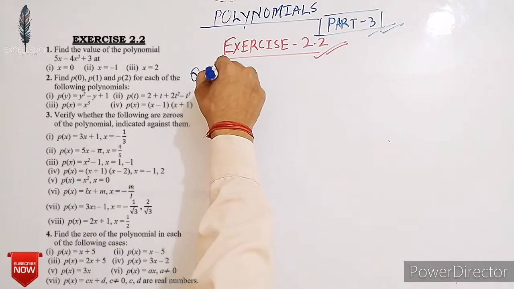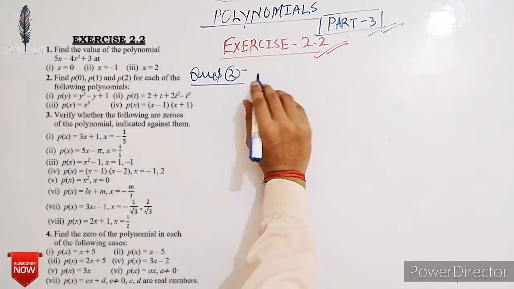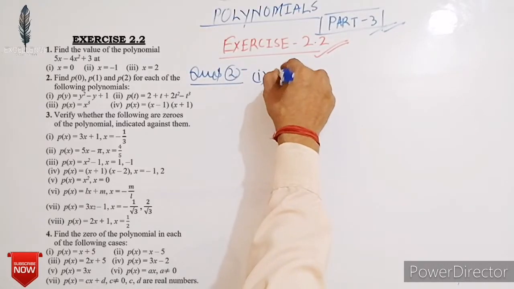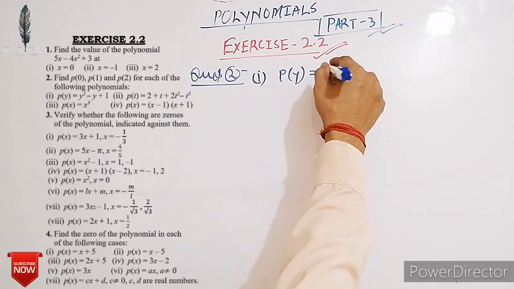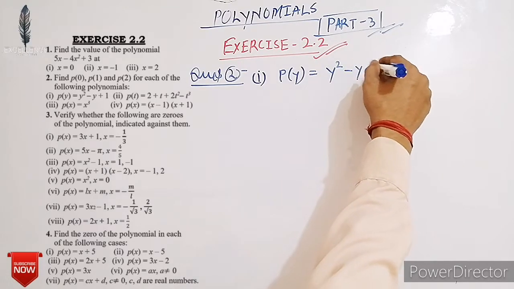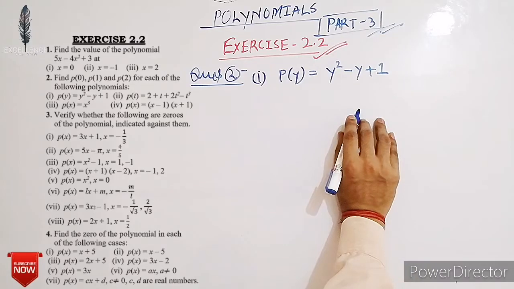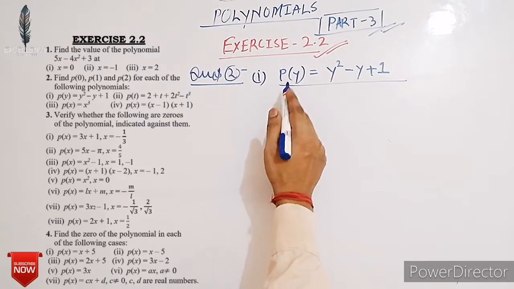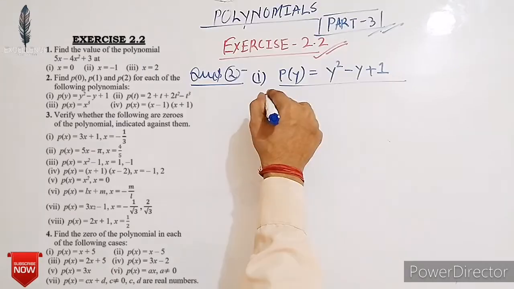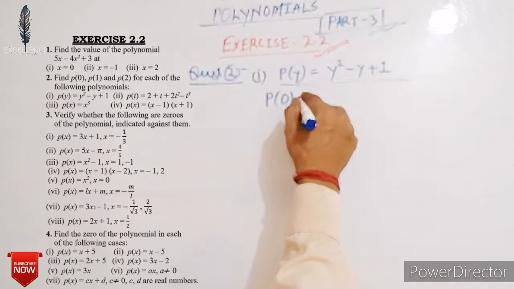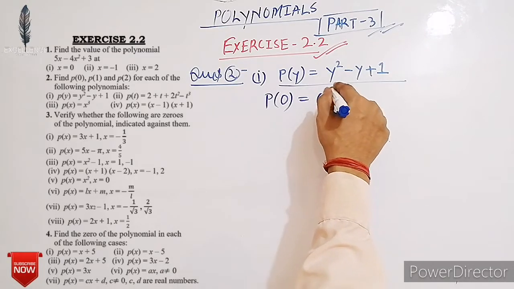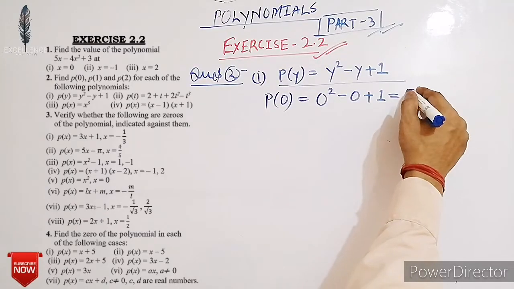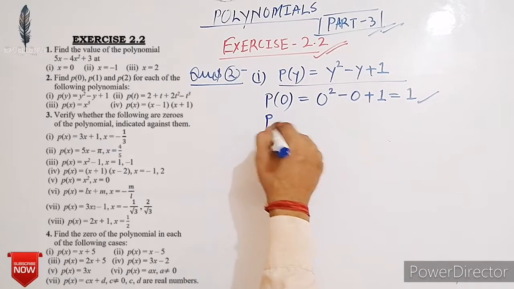So here question number 2. Find p of 0, p of 1 and p of 2 for each of the following polynomials. So first is p of y is equals to y square minus y plus 1. We have to find p of 0, p of 1 and p of 2 of given polynomial. So firstly we have to find p of 0. So put 0 at the place of y to get p of 0. So here p of 0 is equals to 0 square minus 0 plus 1 is equals to 1.